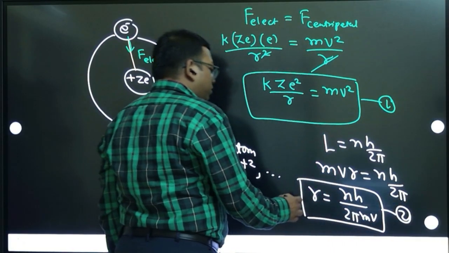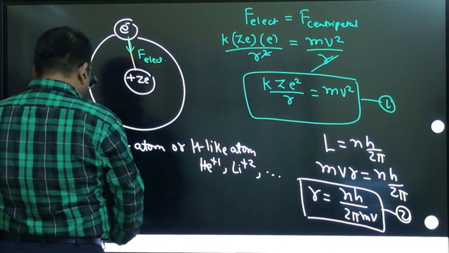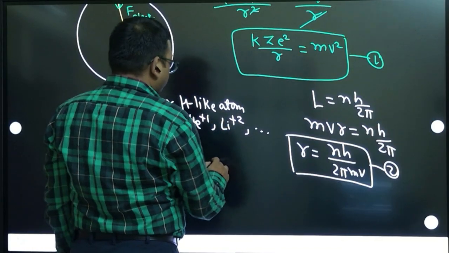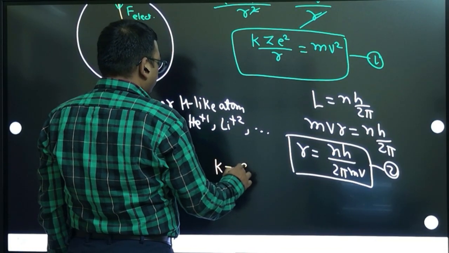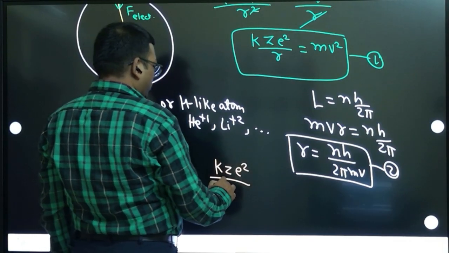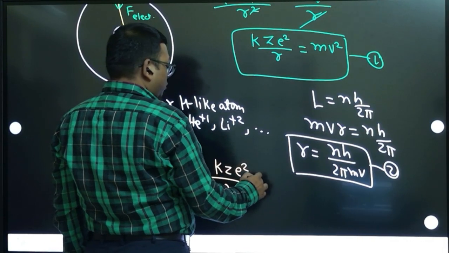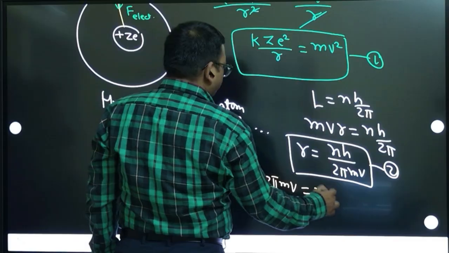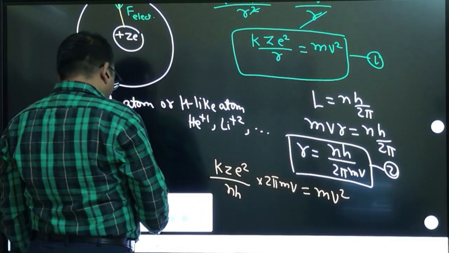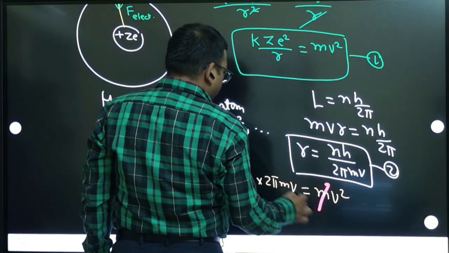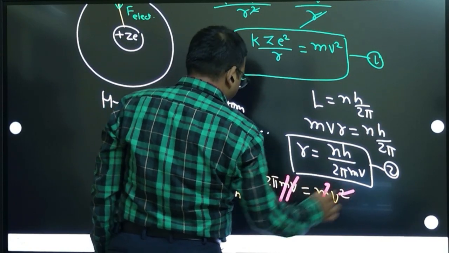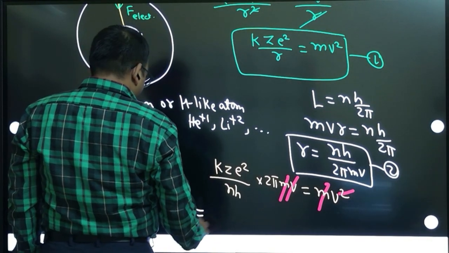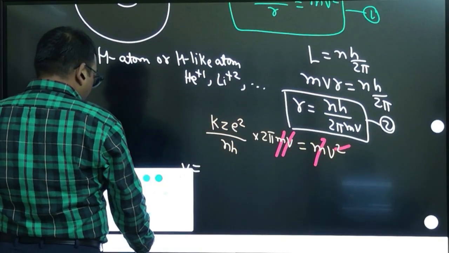Now we will substitute this radius in the first equation. So from equation number 2, let us substitute that. So kze square by radius. Let us substitute, and h 2 pi mv will come in the numerator, is equal to mv square. Now from here we can cancel out mass, velocity. So from here we will be able to calculate velocity. Velocity we are getting from this equation.